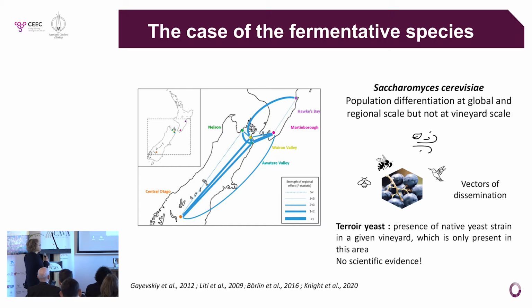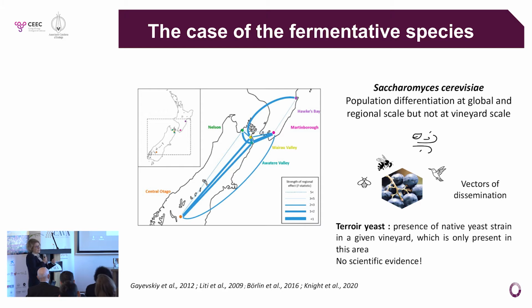So probably it's due to this aspect of dissemination, as mentioned before, the fact that, of course, considering different vineyards, you don't have physical barriers. And yeast and bacteria could be disseminated by insects, arthropods, wind, and birds. So as a consequence, at a very local scale, vineyard scale, there is no significant differentiation related to Saccharomyces cerevisiae.